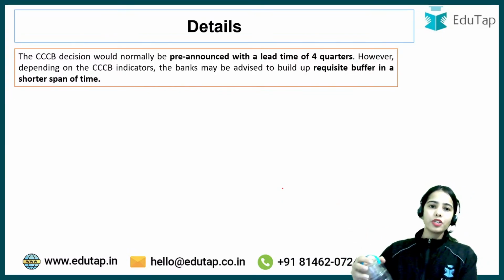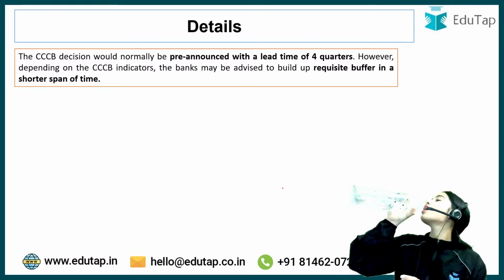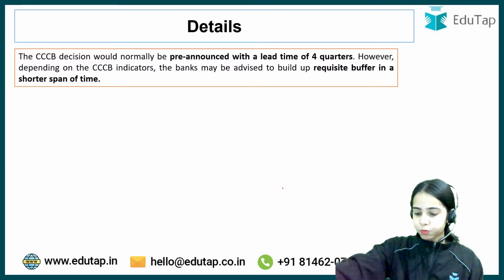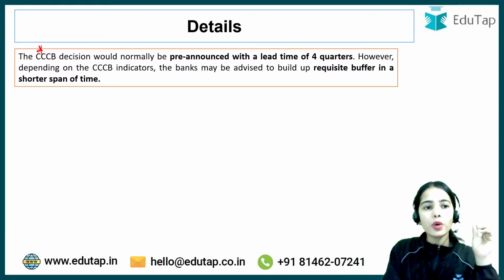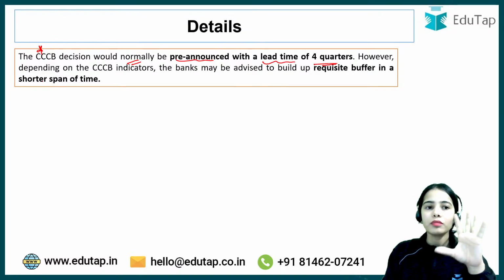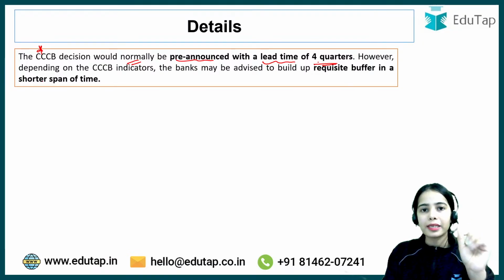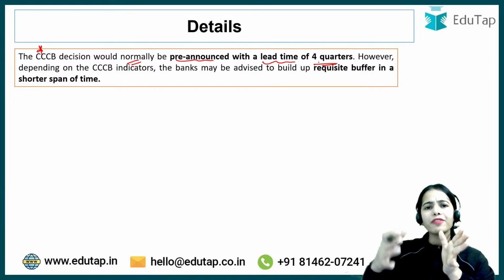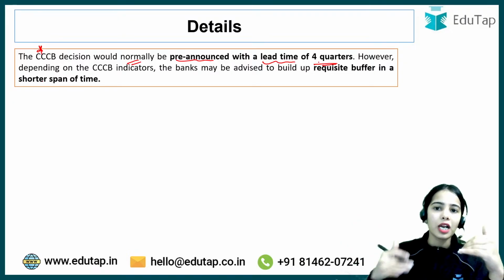So the CCyB decision would normally be pre-announced with a lead time of 4 quarters. RBI will pre-announce the decision of the counter-cyclical capital buffer so that the banks have enough time to maintain the buffers, or to start maintaining the buffers.